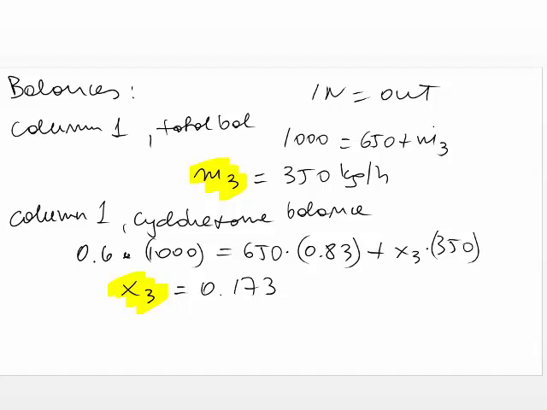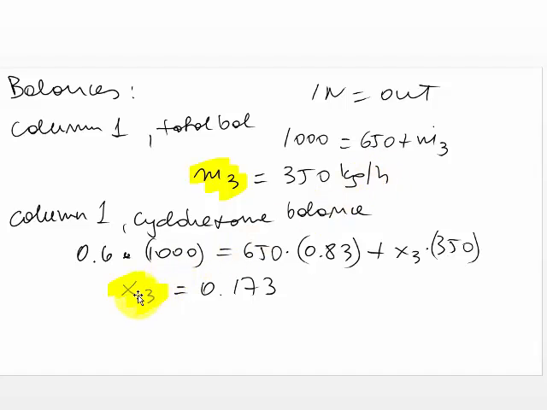Balances that we can have for column 1 include the total balance, because this is a process where we don't have a chemical reaction. Input is equal to output. That's our general mass balance equation. For column 1, the total mass balance is 1000 kilograms per hour input, equal to the output, which is 650 kilograms per hour coming out of the top of the column, plus M3. One equation with one unknown, and when we solve it, the mass flow rate coming out of the bottom of the first distillation column is equal to 350 kilograms per hour.